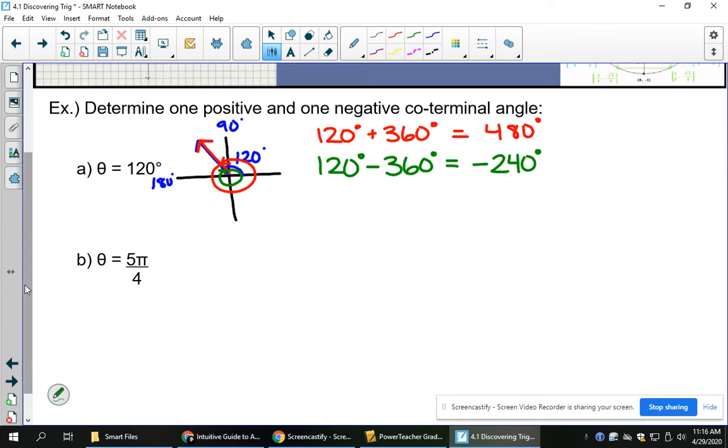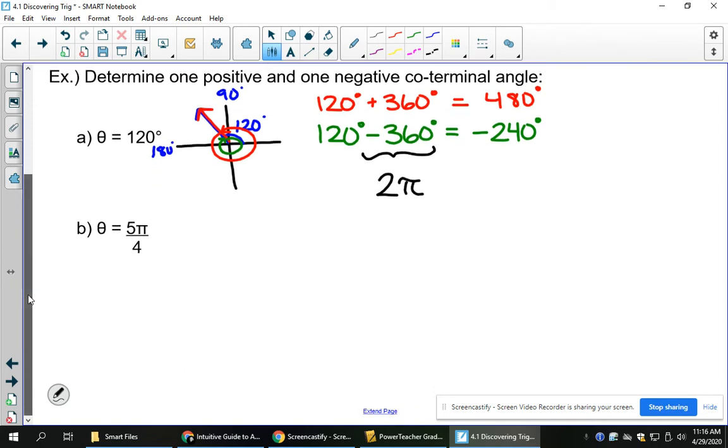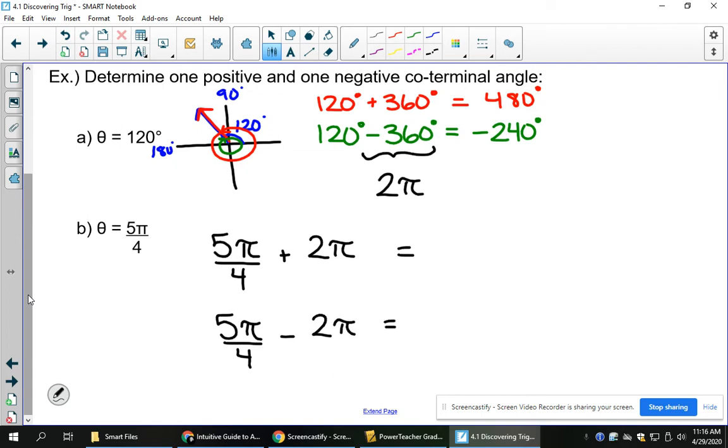Now, if we want to do this in radians, we can do the same thing, but instead of adding and minusing 360 degrees, we're going to add the radian equivalent, which is 2 pi. So we'll practice a lot with radians and we'll get a good idea of where 5 pi by 4 is on the circle. But essentially, you're going to take that angle and add 2 pi to get a positive and minus 2 pi to get a negative coterminal angle.